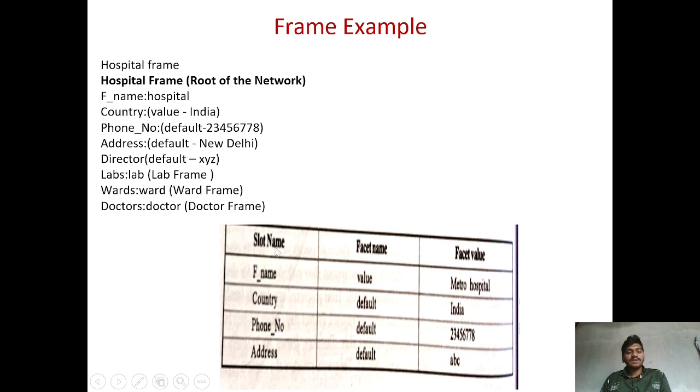The slot name may be F name. Here F name is a slot name, country is a slot name, and phone number and address are slot names, and facet names which have, say, default and value. The facet value of F name is Metro hospital. Default: India, the country is India, and the phone number will be 2345678, and the address will be ABC.